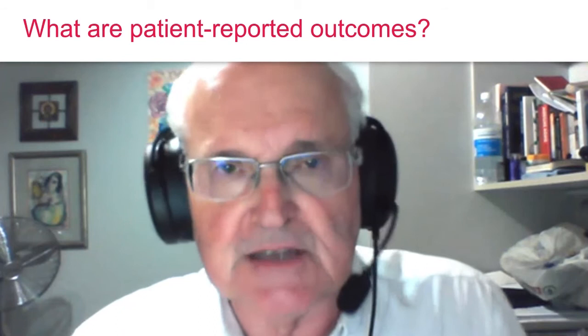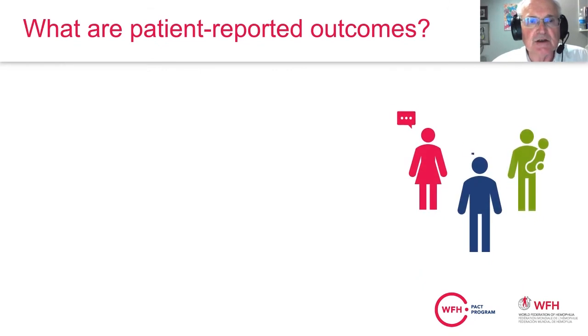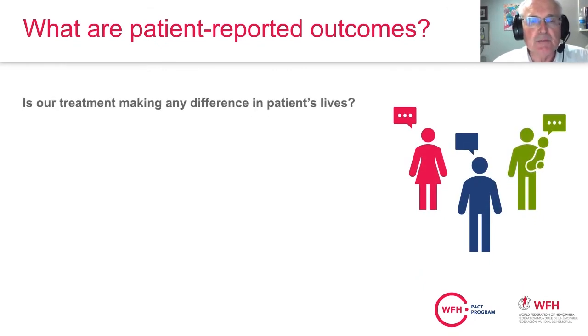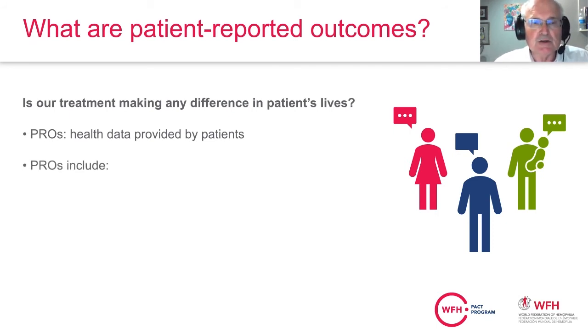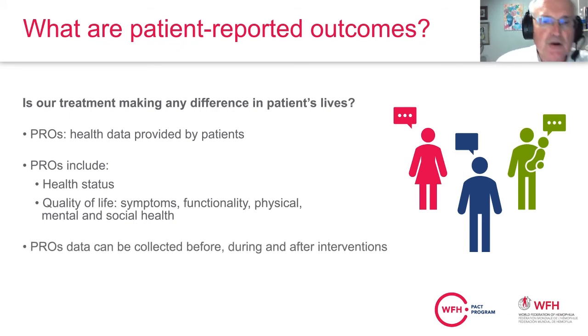So let's discuss what patient-reported outcomes are. Basically, they answer the question, is our treatment making any difference in the patient's lives? PROs are health data provided by patients, and PROs include the health status, quality of life, like, for instance, symptoms, functionality, physical, mental, and social health. PRO data can also be collected before, during, and after interventions.